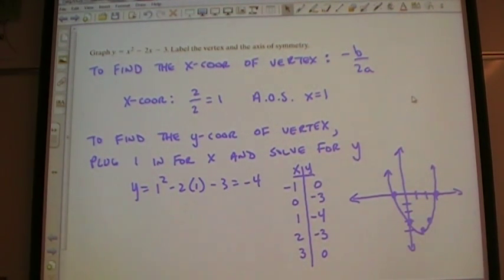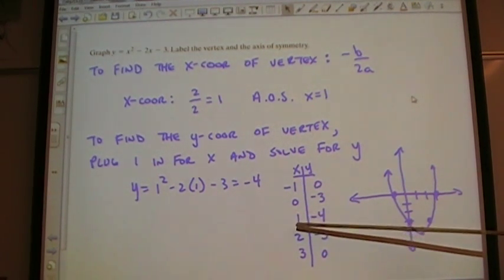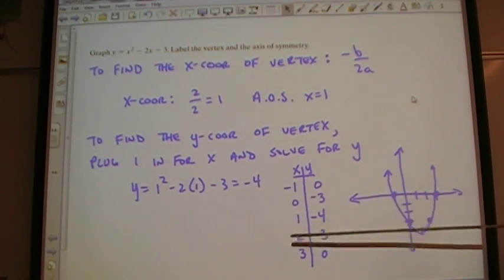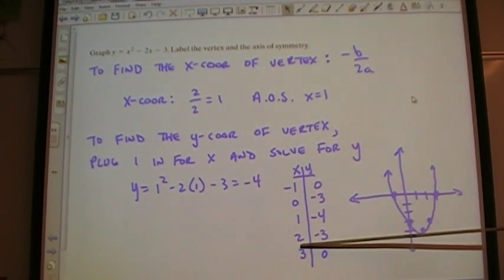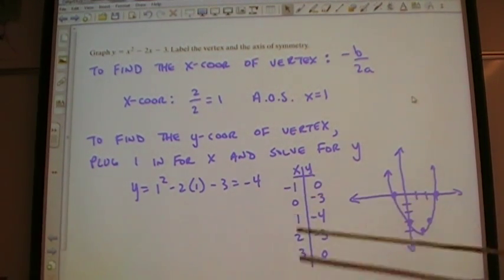Okay? And the points I would pick that correspond with each other, they got to be the same distance from the vertex. 2 and 0 correspond with each other. Correct? Because they're both 1 unit from the vertex. 3 and negative 1 correspond with each other.